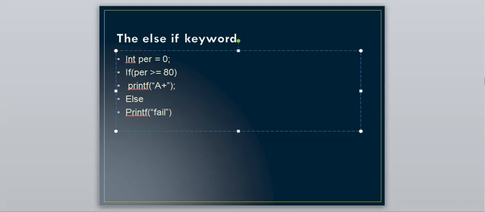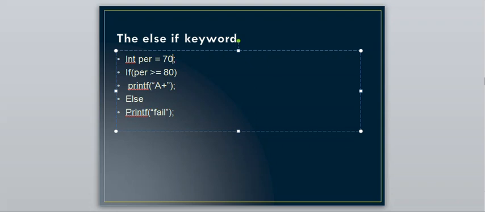What if we have a third condition, like if a student is getting 70 percentage? Then the compiler will come to this line and read: if 70 is greater than or equal to 80, no, 70 is not greater than or equal to 80, then it will automatically skip this line and go to your else and directly print fail. This is according to this program. And we all know that in real life, the student who is gaining 70% is not a fail.